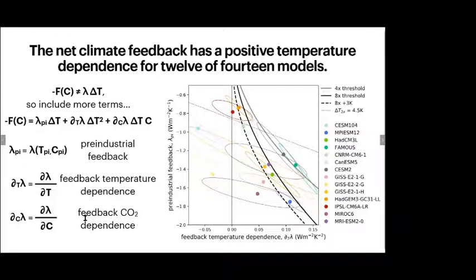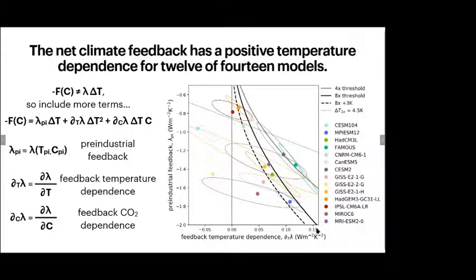If you have a question about that, I'm happy to talk more about that assumption, but it ends up not having a qualitative impact on our results. But the feedback temperature dependence and the pre-industrial feedback, these two terms, if we drop the feedback CO2 dependence, we can use our estimates of the forcing and the equilibrium warming to estimate these two values for each model.